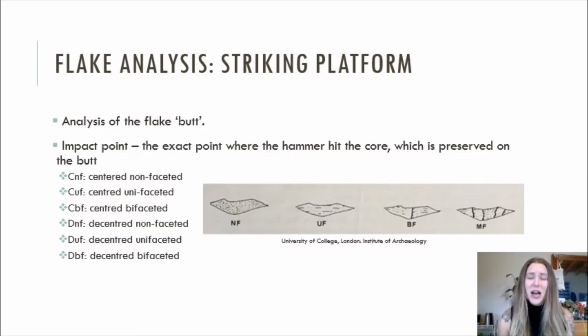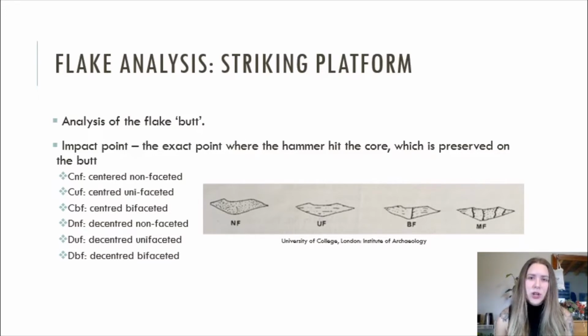There are several different types of impact points addressed here on this slide. They are defined by facets, which are a way to measure the degree of striking platform preparedness. Shown in the illustration, non-faceted indicates no preparation by the presence of cortex, whereas unifaceted indicates a single removal, and bifaceted indicates two, and multifaceted means more than two.